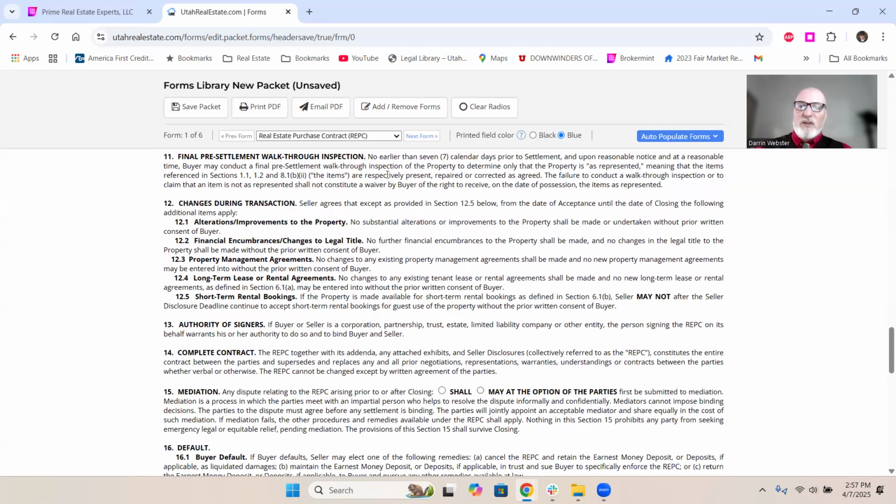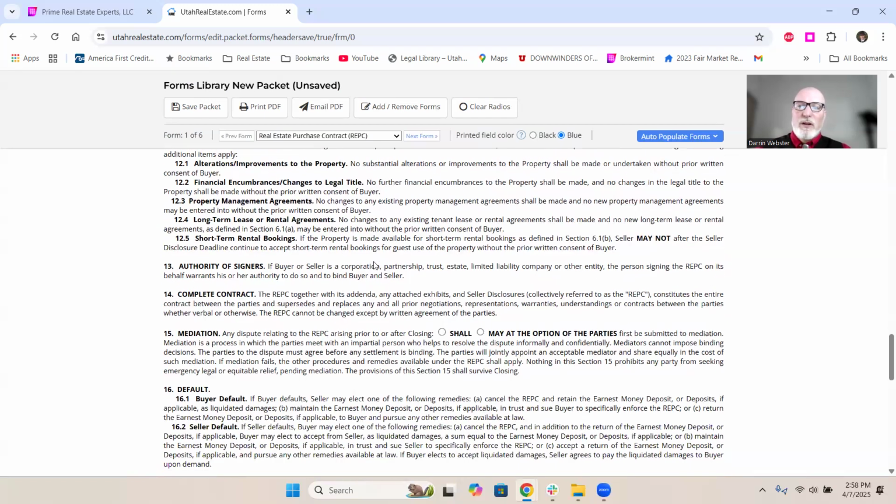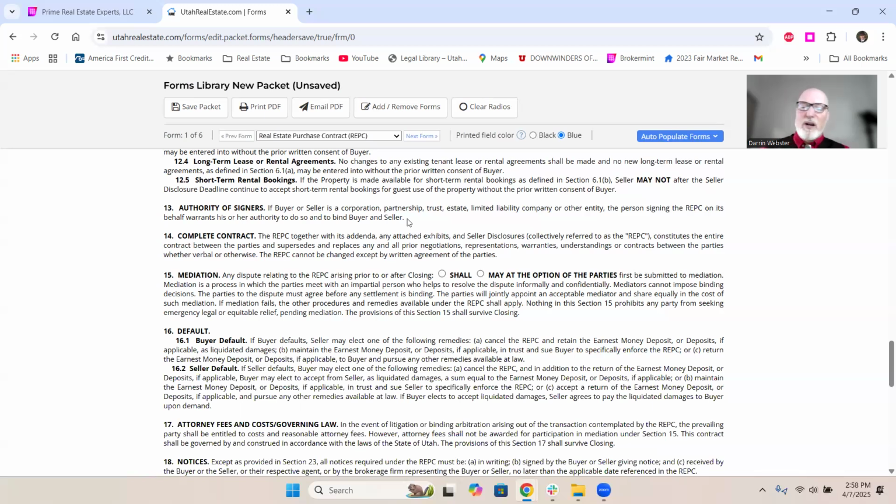Final pre-settlement walkthrough and inspection. The buyer has the right no earlier than 7 calendar days prior to settlement. So within the last week before settlement, they can walk through to determine that the property is in fact in the condition that it was in when they went under contract. This is also when they typically like to walk through and start measuring for furniture and such. Any changes or alterations to anything that occurs during the contract period must be in writing and approved by both parties. In other words, if the seller is using it as a rental, they can't keep taking rental agreements, because after the settlement deadline, that no longer affects them as seller, it affects the buyer. Also says the seller can't go out and take a second mortgage against the property, any kind of encumbrances.